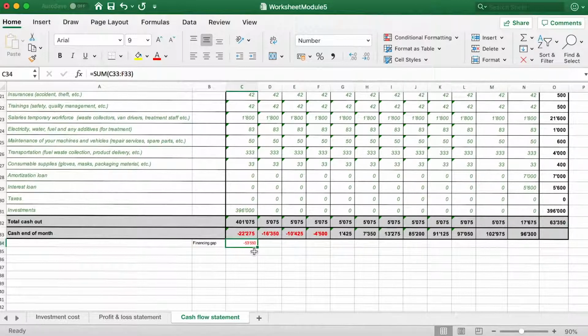To solve this problem, we will give you an overview of further financing options in the next module. But before that, go to week 3 to learn more about financial analysis.